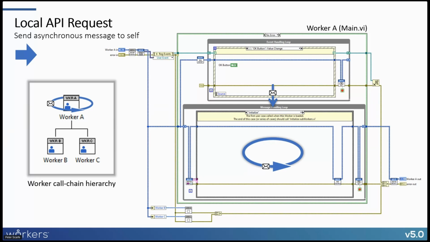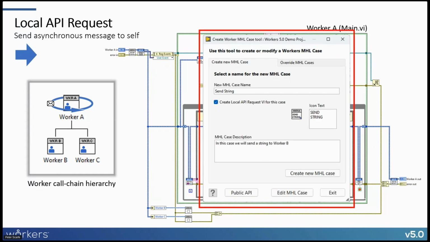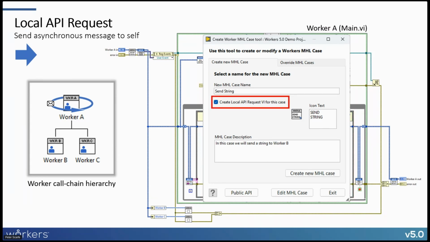To create a local API request for worker A, you need to activate the Control9 quick drop shortcut, to open the Create Message Handling Loop Case tool. Once the tool is open, you'll need to make sure that this checkbox is checked, called Create Local API Request VI for this case. Then you can fill out the fields, give your request a name, provide some text for the icon, and provide a description for the request. And then you can press Create New Message Handling Loop Case.